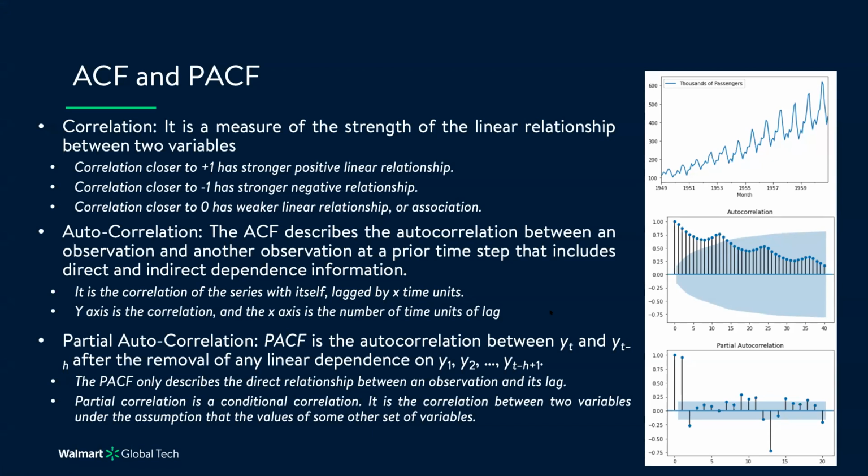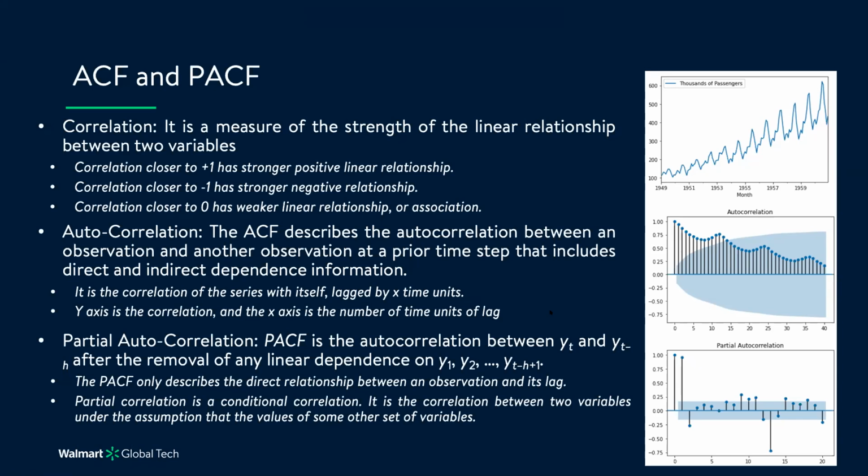Now, when we talk about the D term, which is the differencing, we set that value in terms of making a series stationary. I'll go through all those terms that I've just used. Let's begin with what correlation is. It really is a measure of the strength of the linear relationship between two variables. And we all know the closer the correlation is to +1, the stronger the linear relationship is. The closer it is to -1, the more negative the linear relationship is. And if it is close to 0, it really does not have any sort of correlation with the variable.